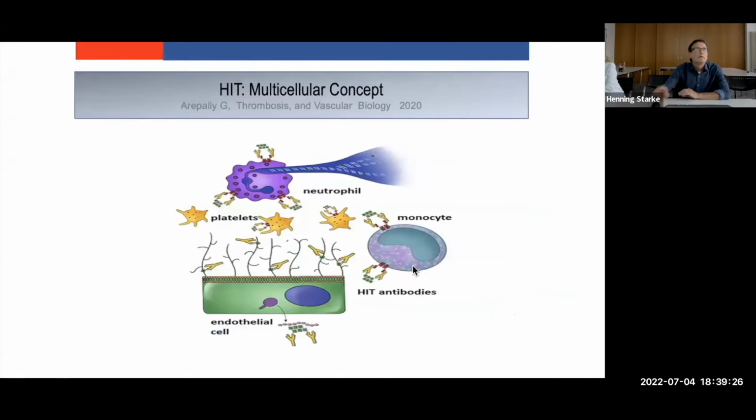However, the newer concept is a multicellular concept. The HIT immune complexes not only bind to platelets, they also bind to monocytes, which release tissue factor and stimulate the extrinsic coagulation pathway. They bind to neutrophils, which release the traps or the nets and cause an intrinsic activation of the coagulation system. And besides these actions caused by the immune receptors, there are actions on the endothelium, and coagulation pathways are activated.